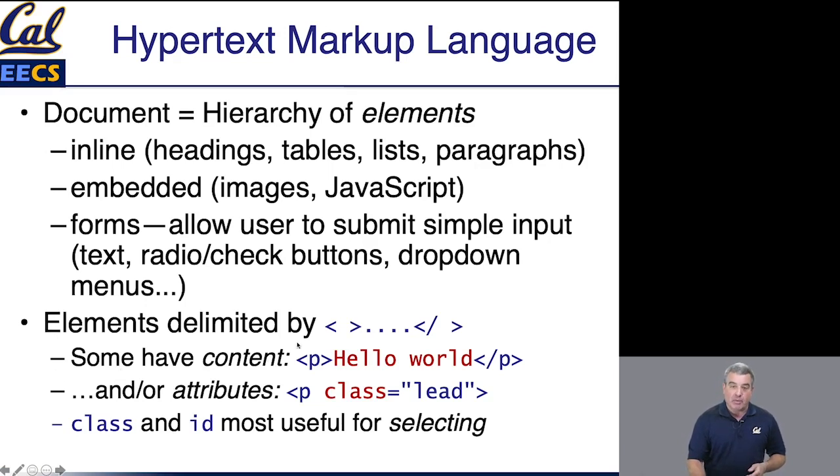As you saw in our simple example, elements are delimited by these open and close tags. Some of those elements have content between the open and close tags, like hello world in this example. And some of them have attributes. So for example, we can say that a paragraph has a particular attribute called class, and the value of the class attribute is lead. Now, as we're about to see, although there are a number of different attributes that can attach to different types of elements, two attributes that it can attach to any element are class and ID. And those are particularly important when we talk about using CSS to alter the visual styling of our HTML pages.